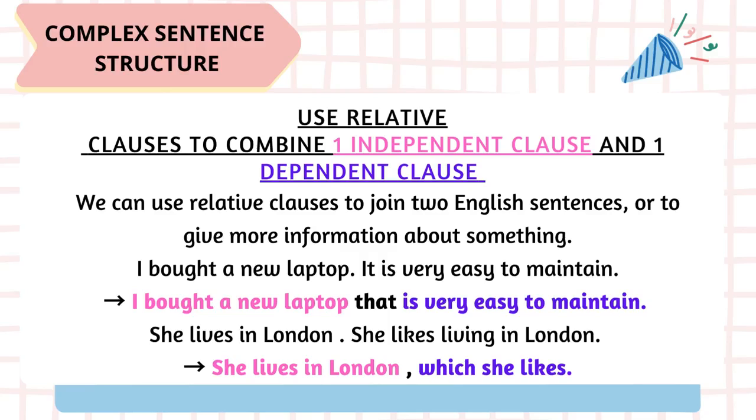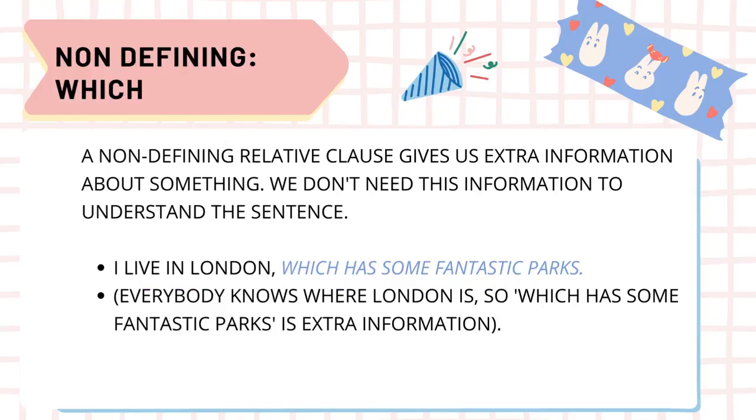Okay? She lives in London. She likes living in London. In order to connect these two sentences, I use the relative clause which. She lives in London, which she likes. However, there is a difference between which and that. That is a defining relative clause, but which is a non-defining relative clause.